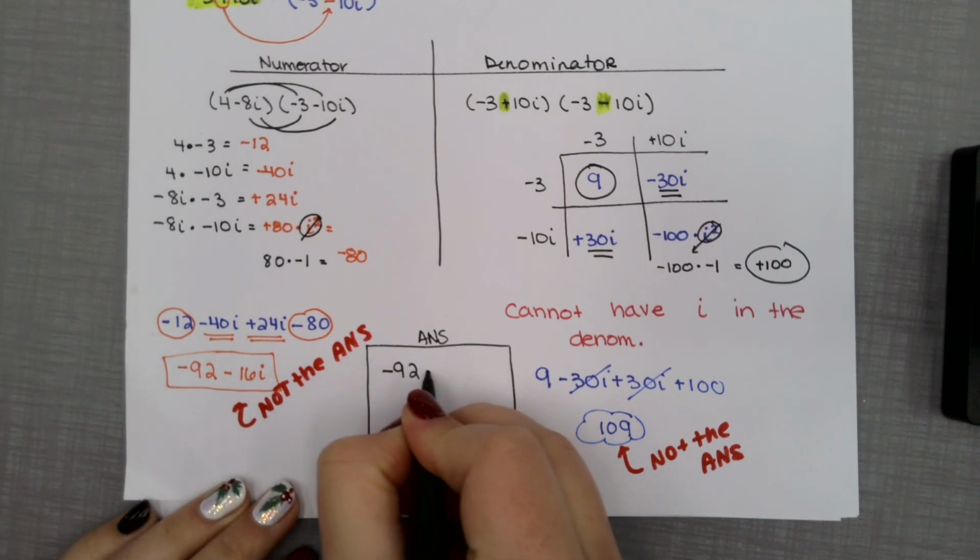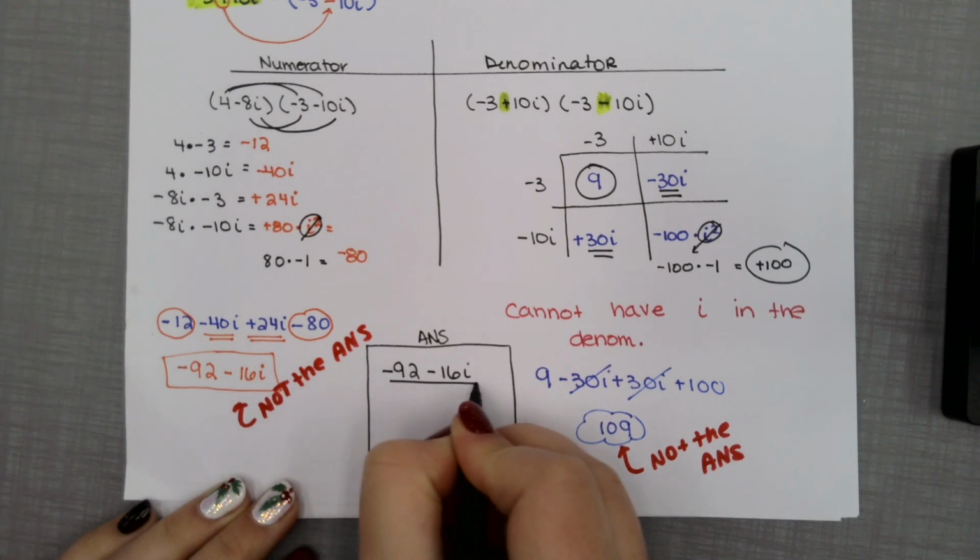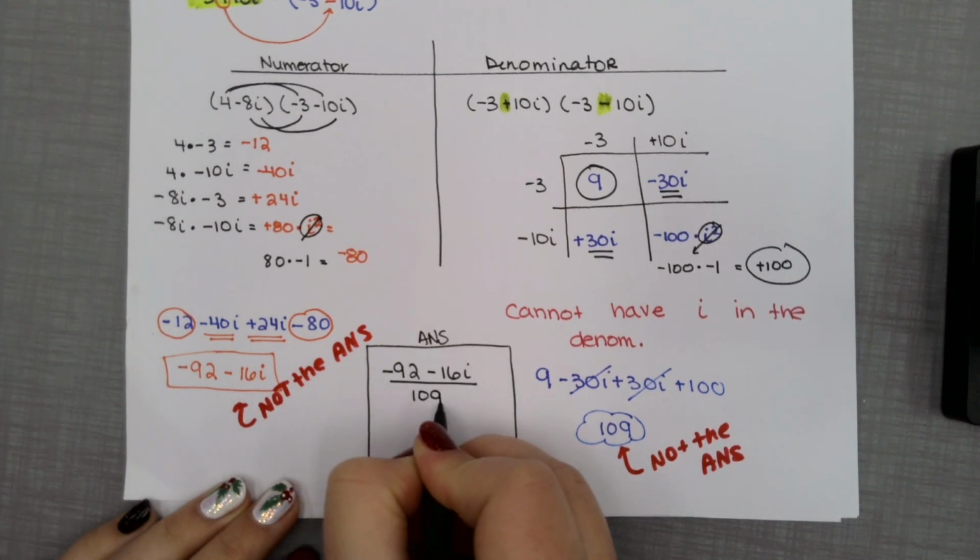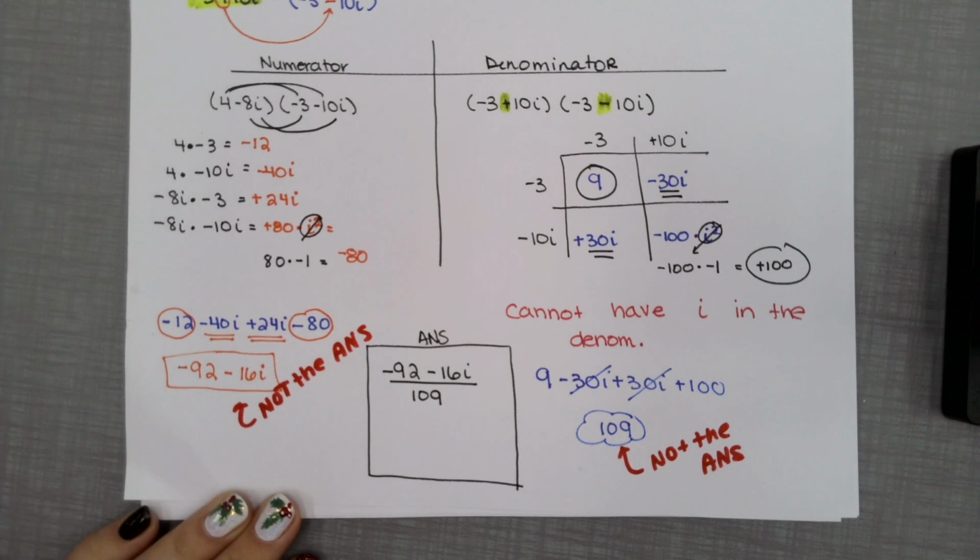Negative 92 minus 16i divided by 109. If you can simplify, simplify. If you can't, that's fine.